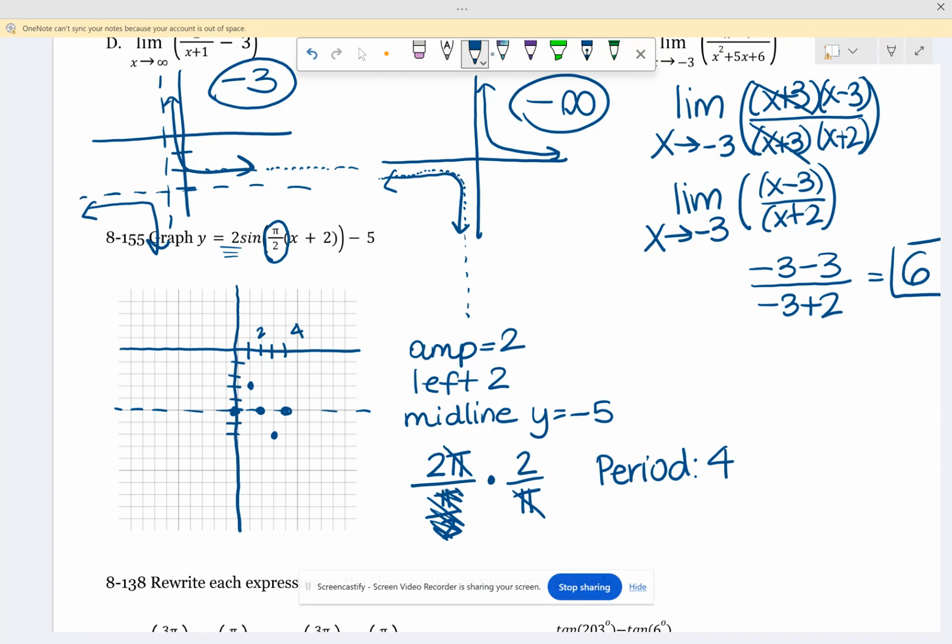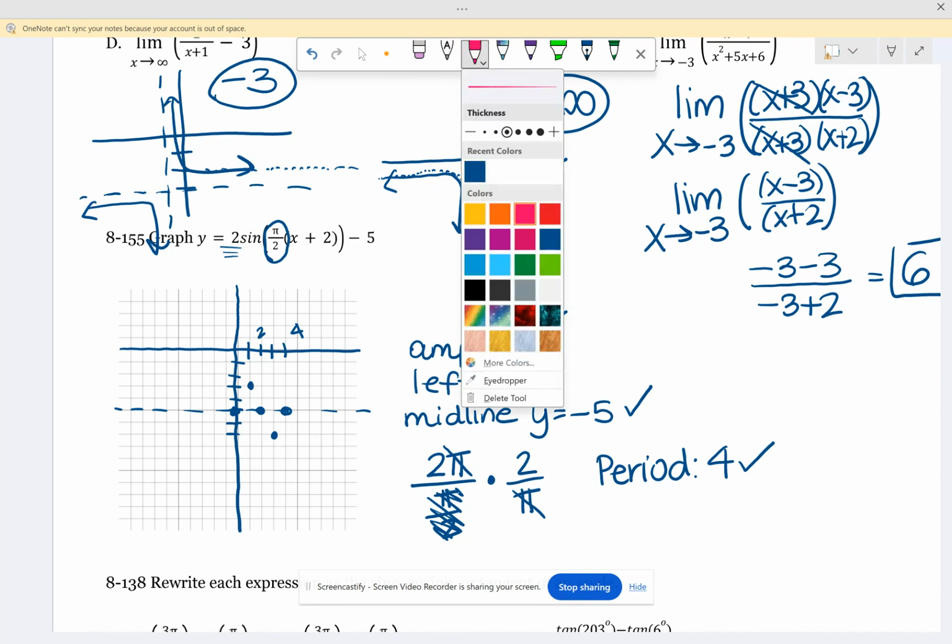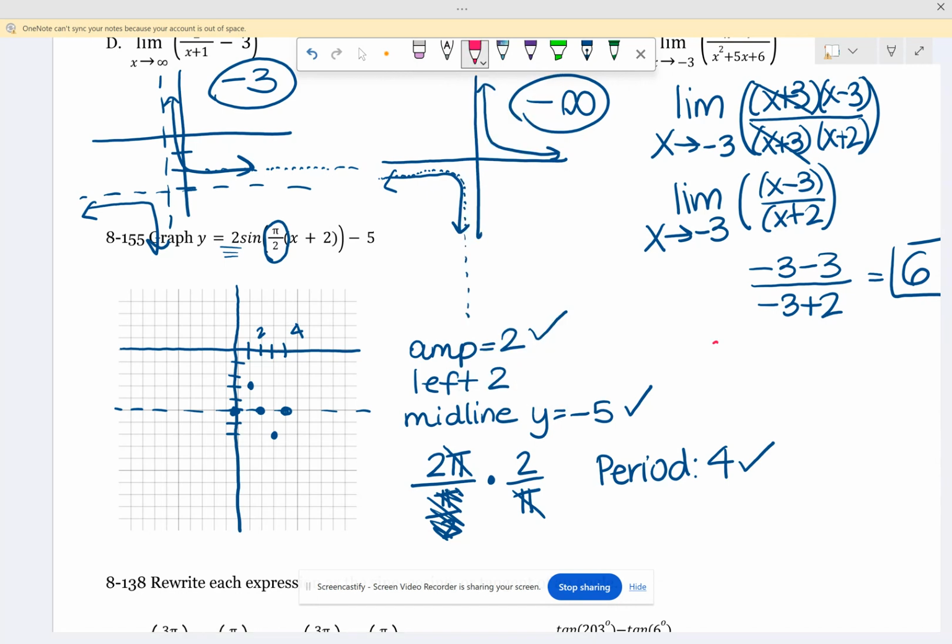So let's see. I have taken into account the period, the amplitude, the midline, and I'm really close, except now, sorry if you can hear my daughters, they're downstairs squealing.